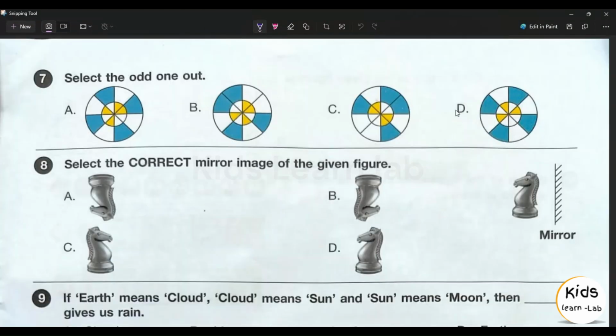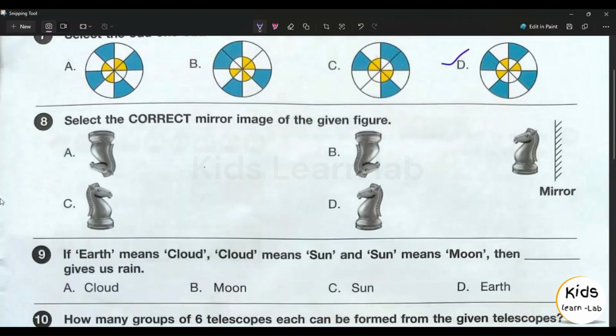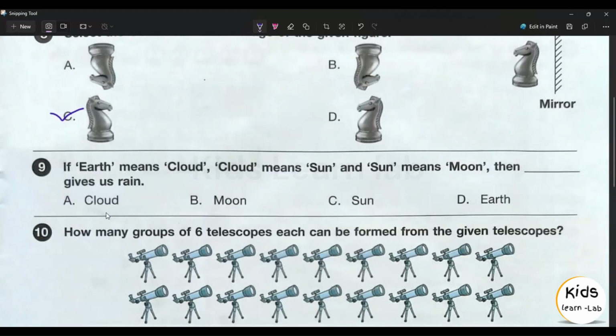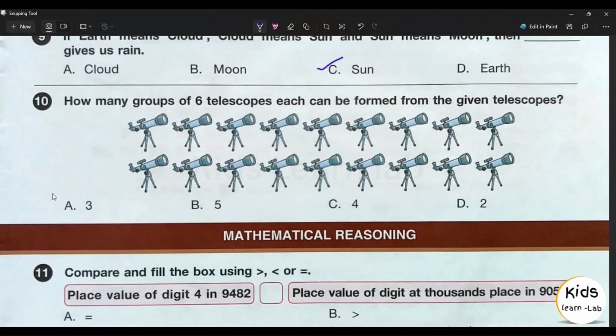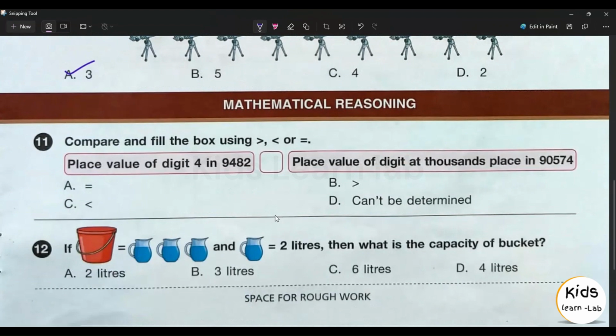Seventh question right answer is option D. Eighth question right answer is option C. Ninth question right answer is option C. 10th question right answer is option A. Second section, mathematical reasoning. 11th question right answer is option B.